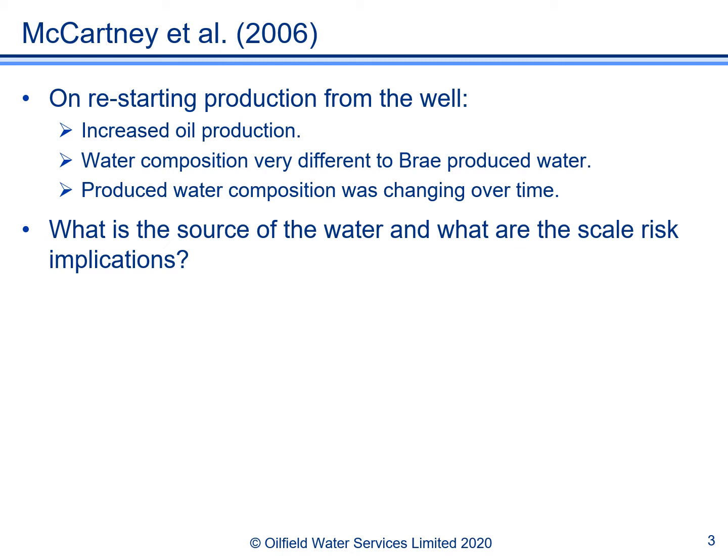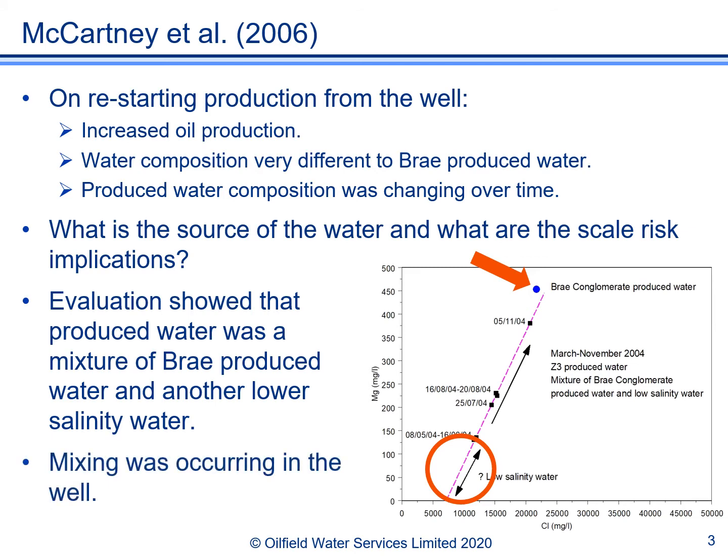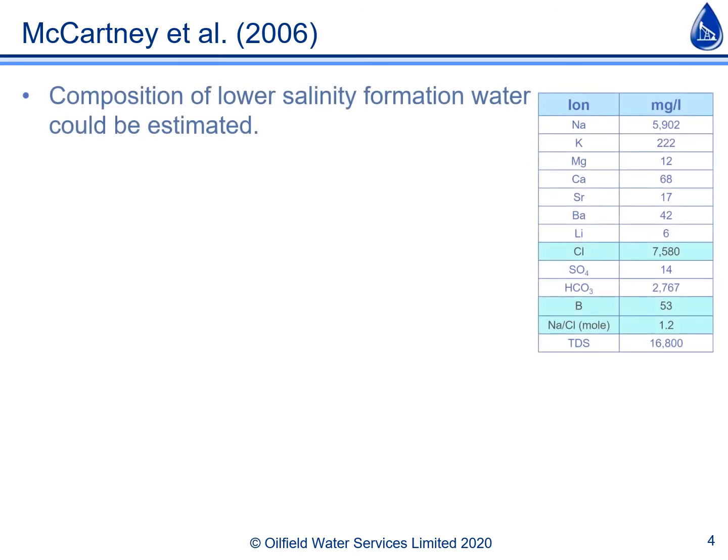The operator also wanted to understand what production of this new type of water meant for the scale risks to the well. So an evaluation of the produced water analyses was undertaken, and this showed that the produced water was a mixture of Bray produced water and another low salinity water. Also, it was found that these two waters were mixing in the well and not in the reservoir. It was possible to estimate the composition of the lower salinity water from the produced water analyses due to the low magnesium content of the produced water.